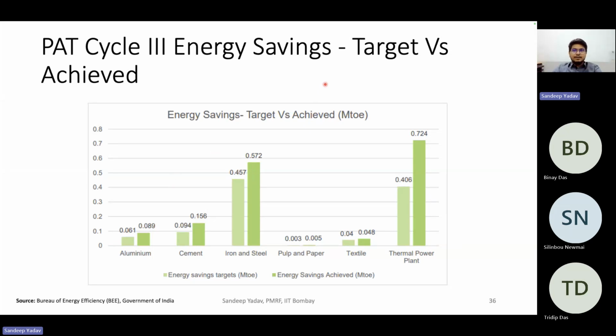Here we have directly taken what is the target set versus target achieved. So the aluminum industry has overachieved. The cement industry has also overachieved. All the industries have achieved their targets very well in PAT cycle 3.